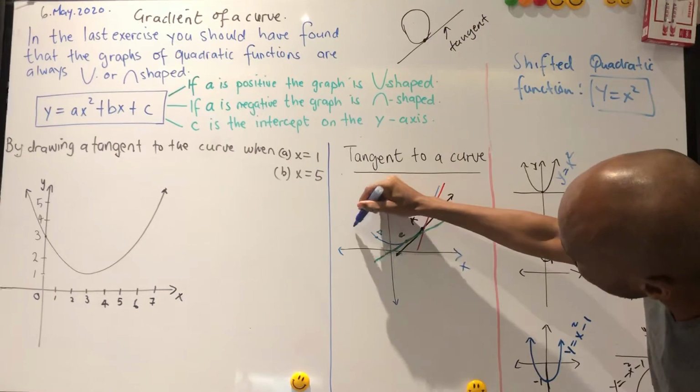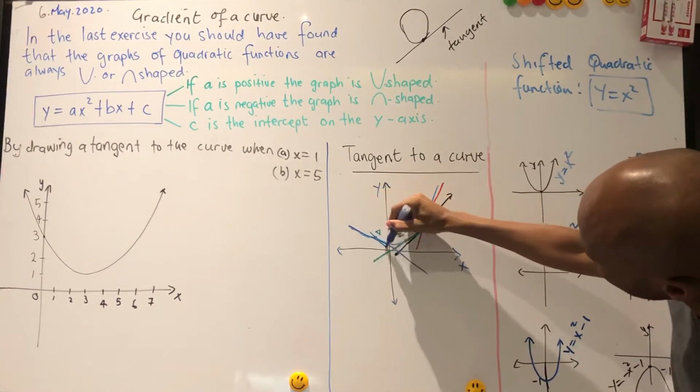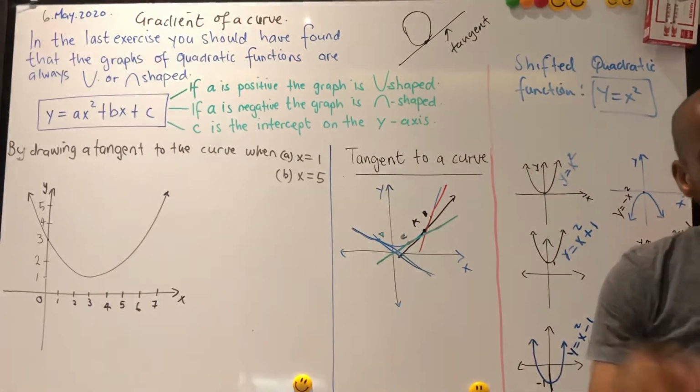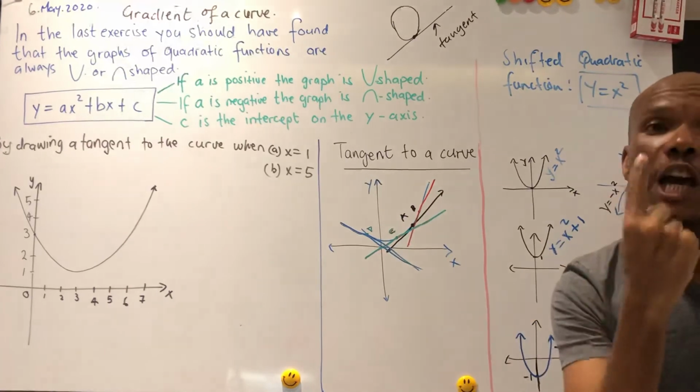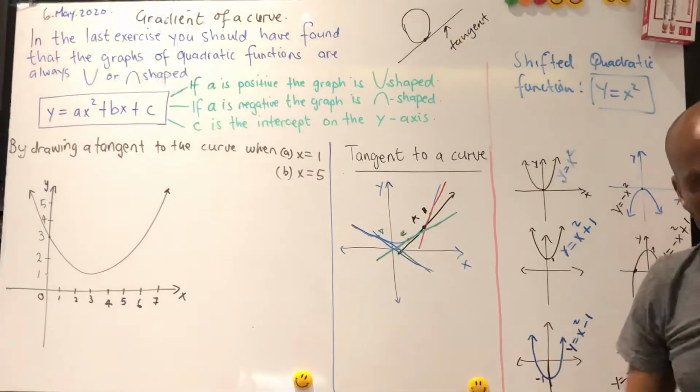If I want to draw a tangent there, that would be like that. It's a straight line. Forgive my line, okay? But it's a straight line that touches a curve at one point. Now, let us move on to this one.